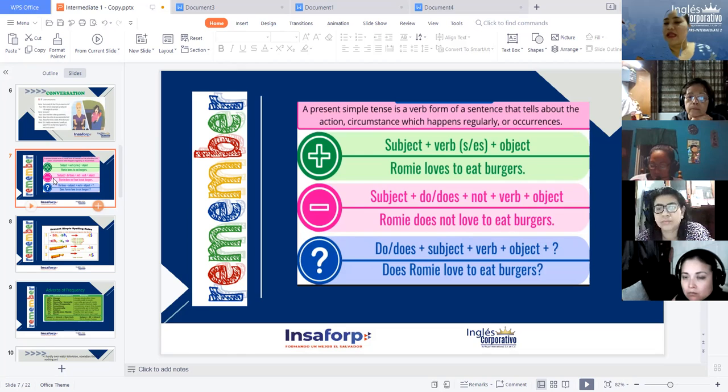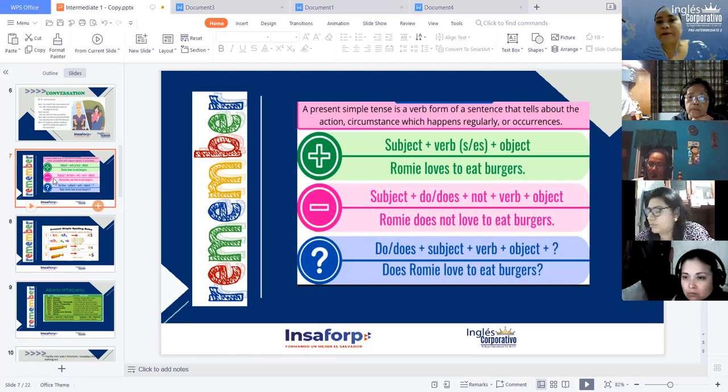And then we have the questions, right? The questions are pretty simple, they are yes or no questions, right? So we are going to have either the auxiliary do or the auxiliary does plus the subject plus the verb, plus the object, plus the question mark, right? So in the case of Rami, we have: does Rami love to eat burgers? So there we have the question, right? So let's see it in Spanish, right?